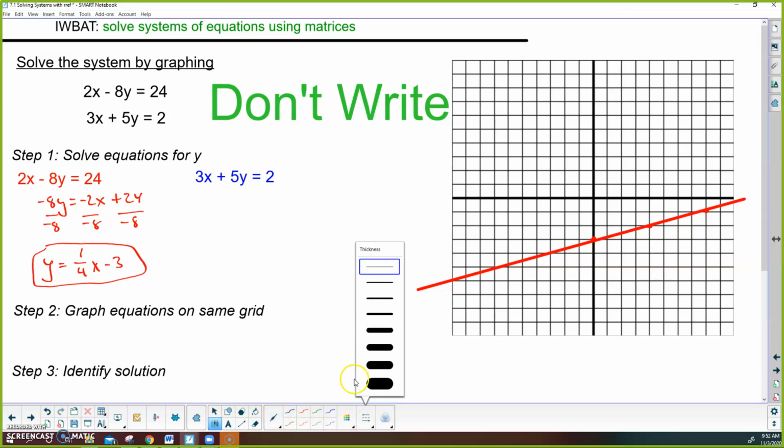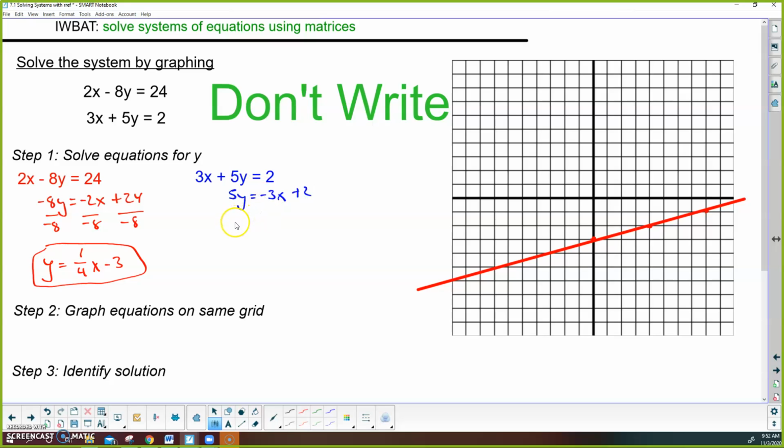The second one is solving for y again. I'll divide by 5. And 2/5 here. I go up 2/5. Now 2/5 is right about here. It's not perfect. And then I have to go down 3, so that's 1, 2, 3 over 5. 1, 2, 3, 4, 5. Now this is a very rough sketch.